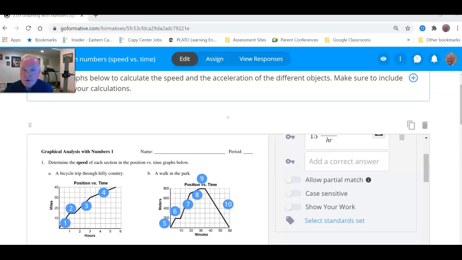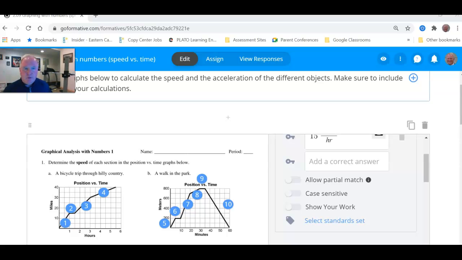So remember what we learned. We learned those three things, that in a position versus time graph, the slope is the speed. And then in a velocity versus time graph, the slope is acceleration. And then we'll get to the last one later, where in a velocity versus time graph, the area under the curve is the distance traveled. So this one will test those first two things from our notes.